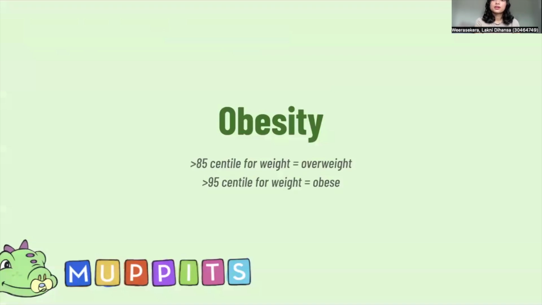Okay, moving on to obesity. So this is defined as the weight of the child being greater than the 95th percentile. And if it's greater than the 85th, then they're considered overweight.